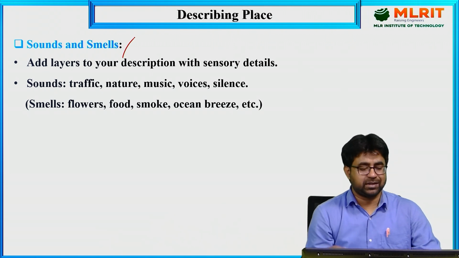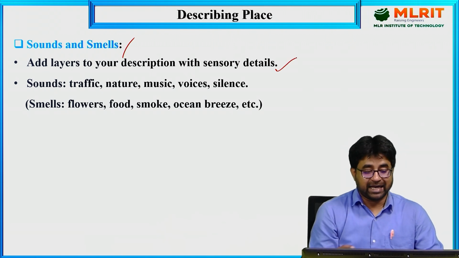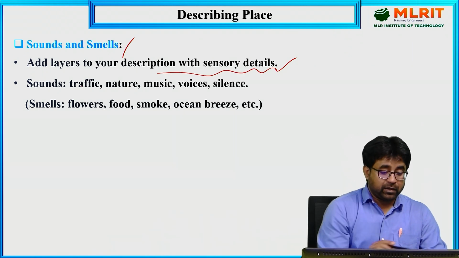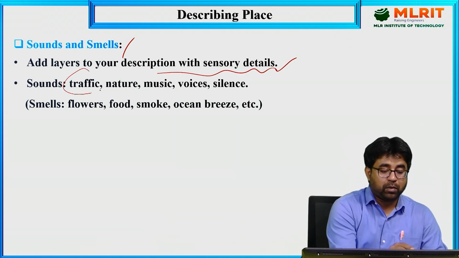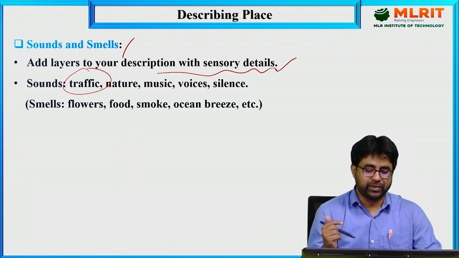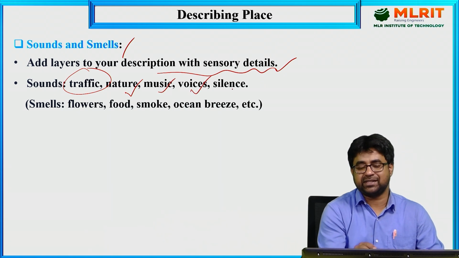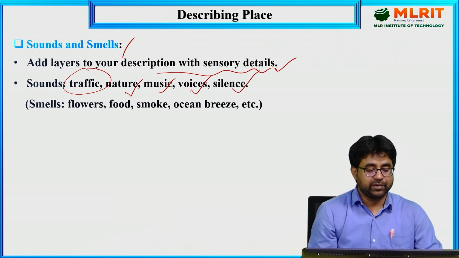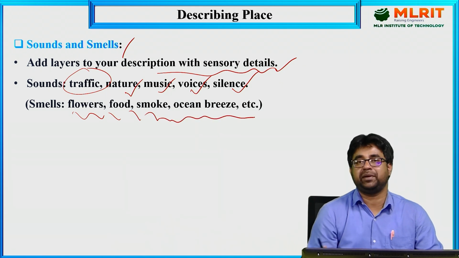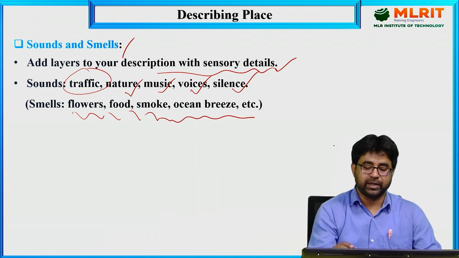Fine. Now let's see sounds and smell. You can talk about the sounds and smell. These things add layers to your description with sensory details. You can talk about the traffic of that particular place, whether it is very congested, whether it is very noisy. You can talk about nature, music, voices, silence. All these things you can talk about. You can talk about the smells of flowers, food, smoke, ocean breeze, etc. Certain breezes do have a certain kind of smell also. You can talk about all these things.